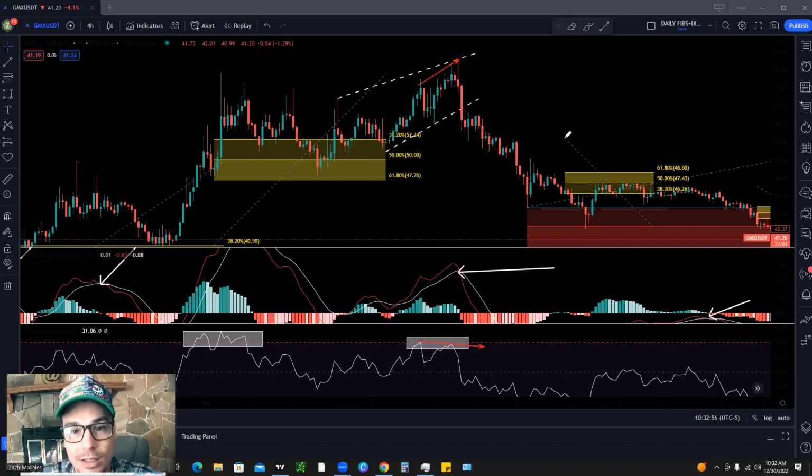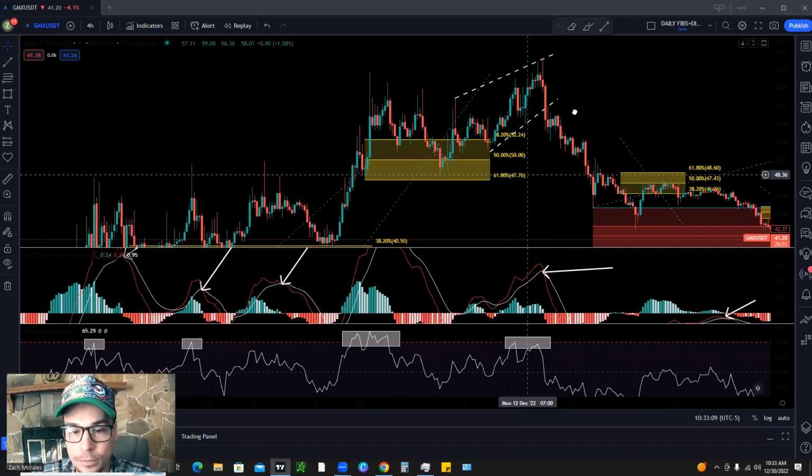Now you can use this in either direction. And you can use this in bull markets. But again, we are in a bear market. So a lot of these signals that we're going to be looking at do happen to be bearish. But there are some really good strategies for you guys to start learning.